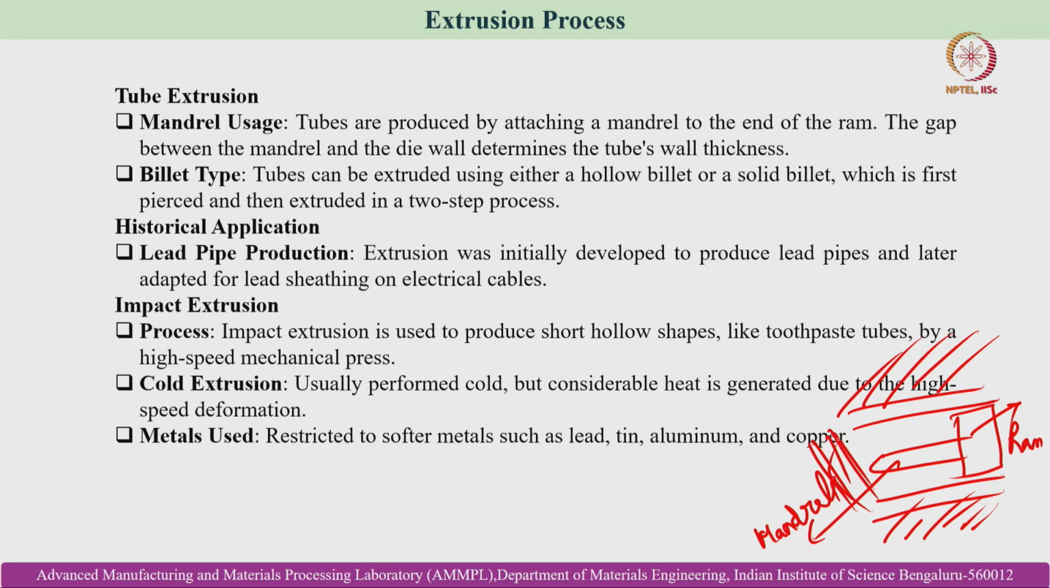So the workpiece material is initially pierced, and then the ram presses it forward due to the extrusion force. The thickness of the hollow tube obtained in tube extrusion is the region between the ram and the die. So this is the die and this is the ram. The gap between the die wall and the ram outer diameter determines the thickness of the hollow tube being extruded. So this is how we can arrive at its dimensions.